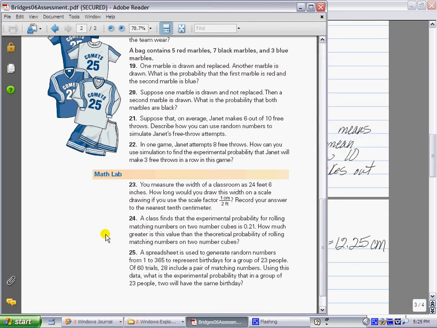Let's continue with our Chapter 6 review. This is Part 4. Number 22 says, in one game, Janet attempts 8 free throws. How can you use simulation to find the experimental probability that Janet will make 3 free throws in a row?